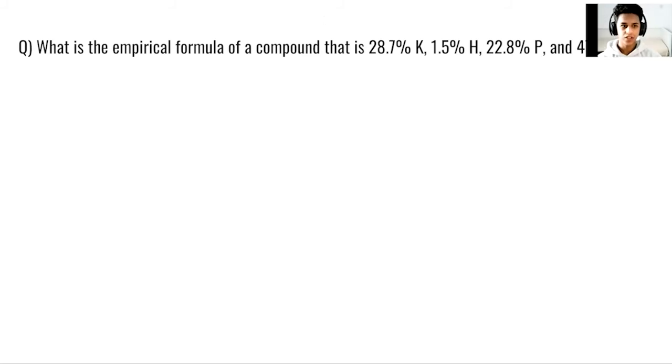First of all, if you didn't know what an empirical formula is, I will explain it really fast. The empirical formula is the simplest form of a compound. For example, the empirical formula of C6H12O6 is CH2O because I have divided all of them by 6, the highest number that I can divide all of them by.